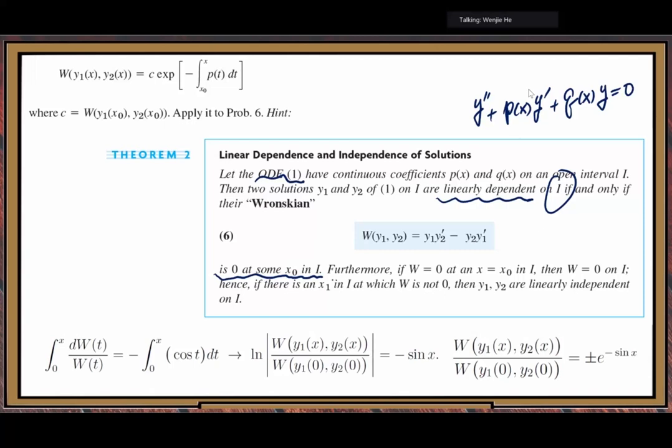Furthermore, if W equals 0 at 1 point, then W equals 0 on the whole interval I. That's the result we want to apply here. So 1 zero can force the Wronskian to be completely 0 on the whole interval I. That special result we can use to eliminate the negative sign case.